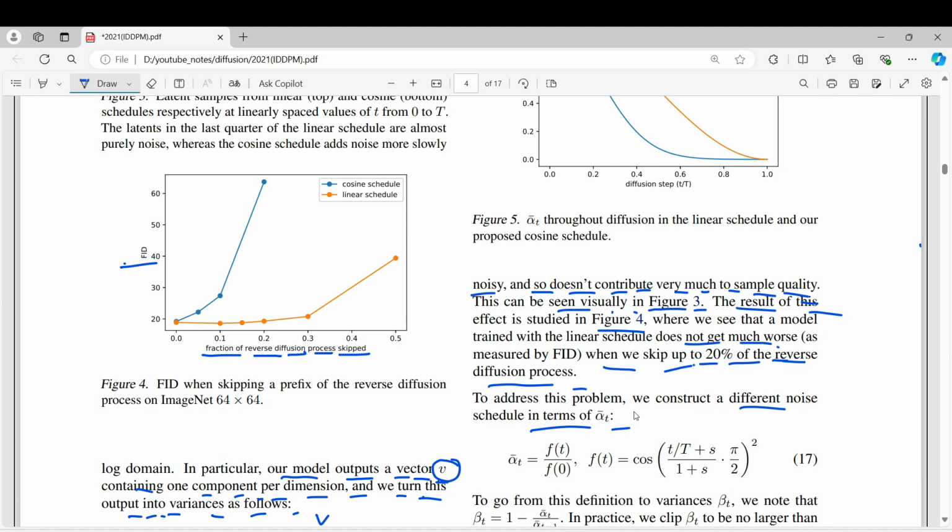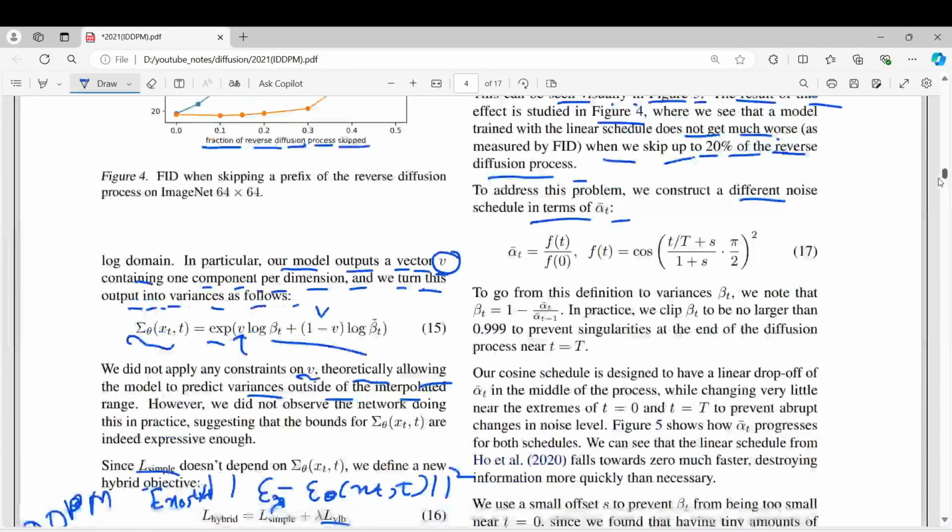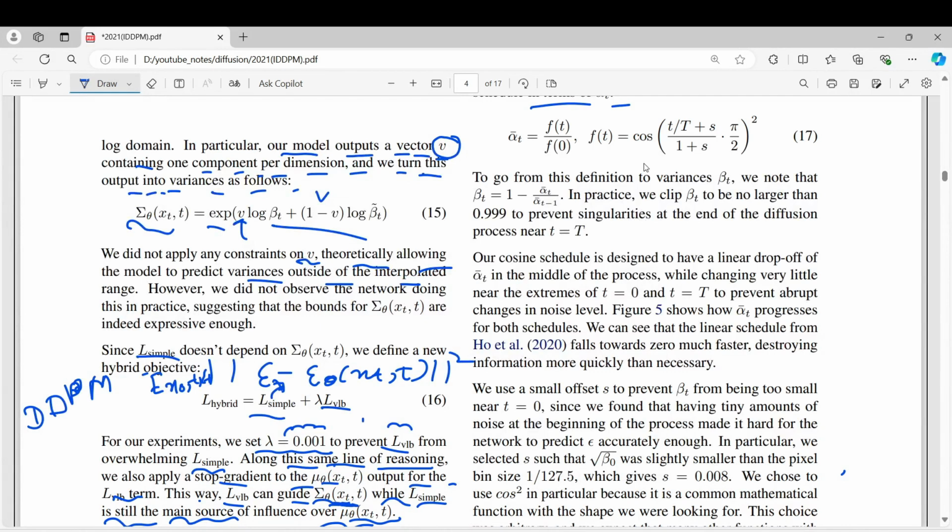They propose this schedule, which uses the cosine function. It takes this quantity and gives the value of alpha bar t for the particular time step t.